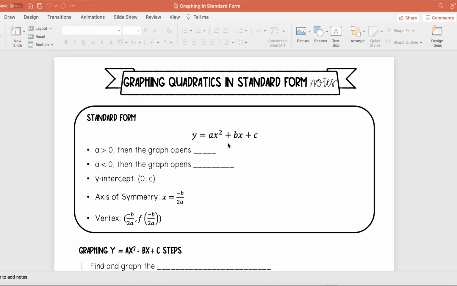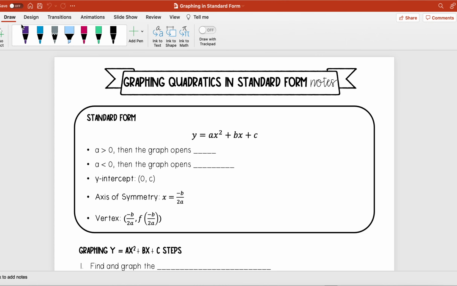Hello everyone. Today we are getting into a new topic on graphing quadratics in standard form. And so for just a review, standard form is when we have our function in the form y equals ax squared plus bx plus c.